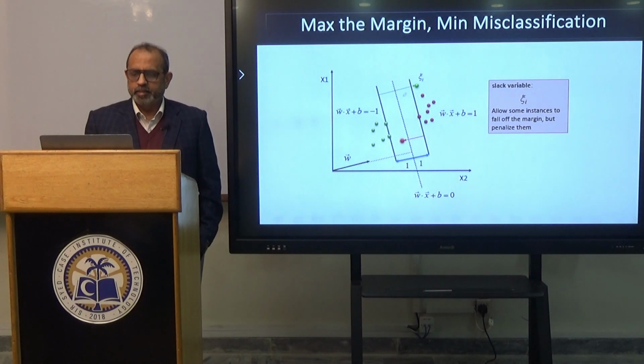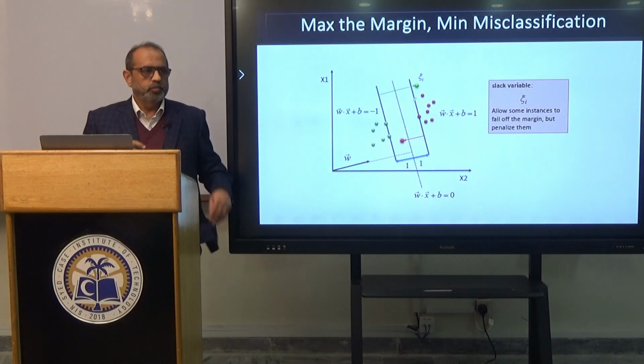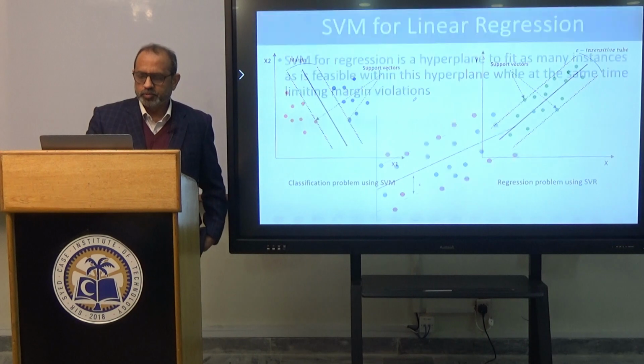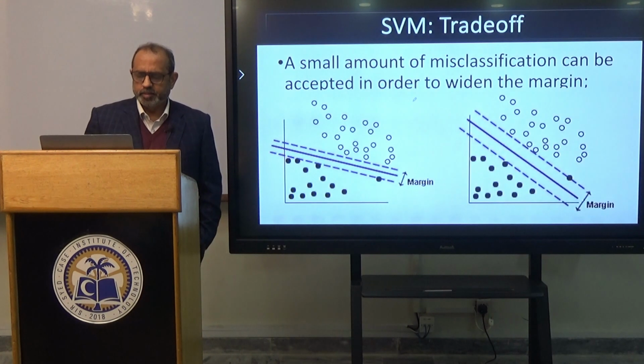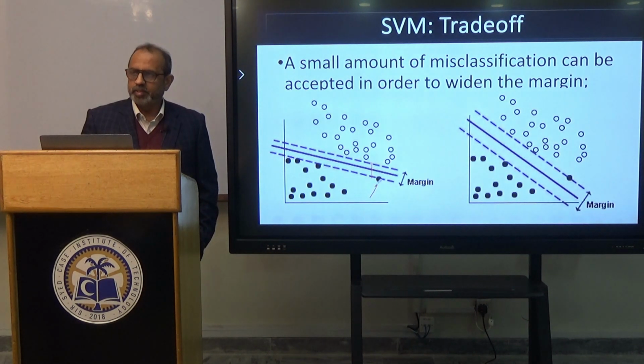And then there is sometimes, once you are trying to fit in, this is a good example. Let me show you. I think here. So this is an ideal support vector where all the points of one class are on one side and all the points of the other class are on the other side. But this is not really optimal.